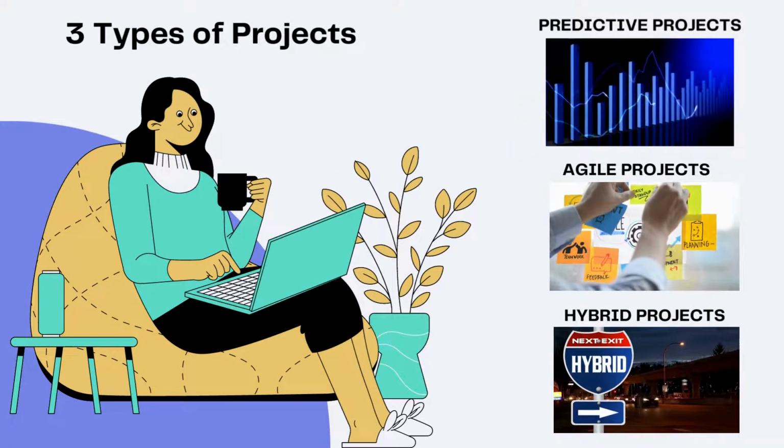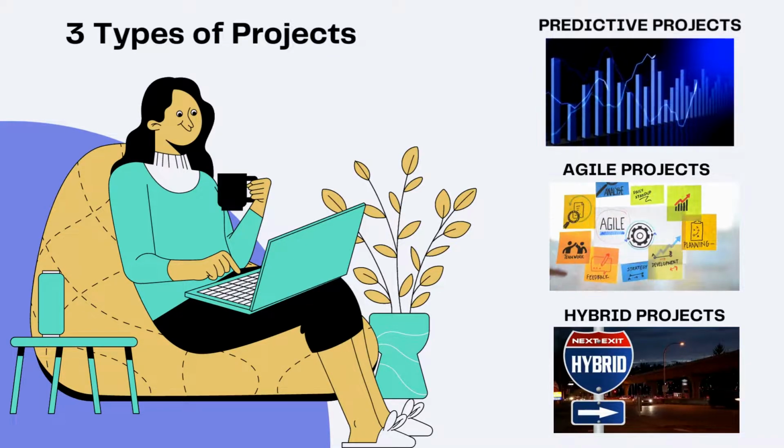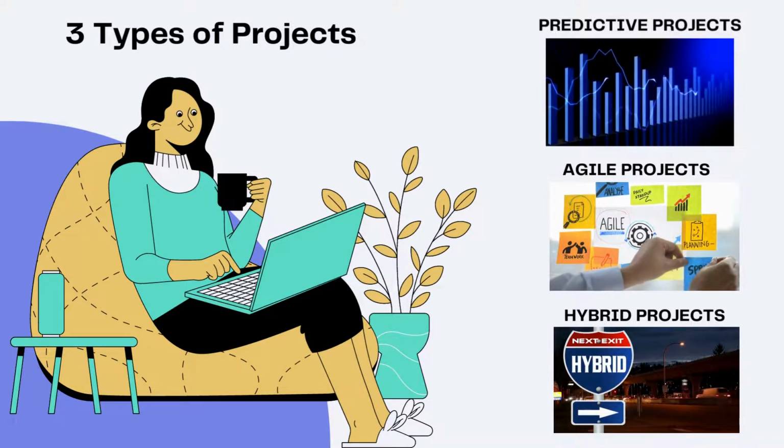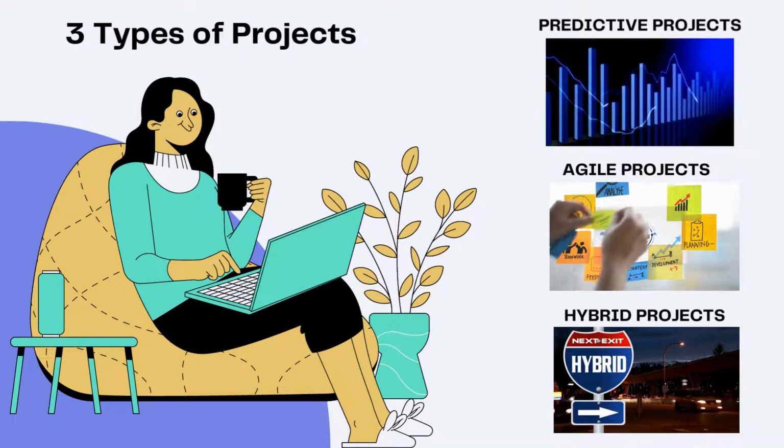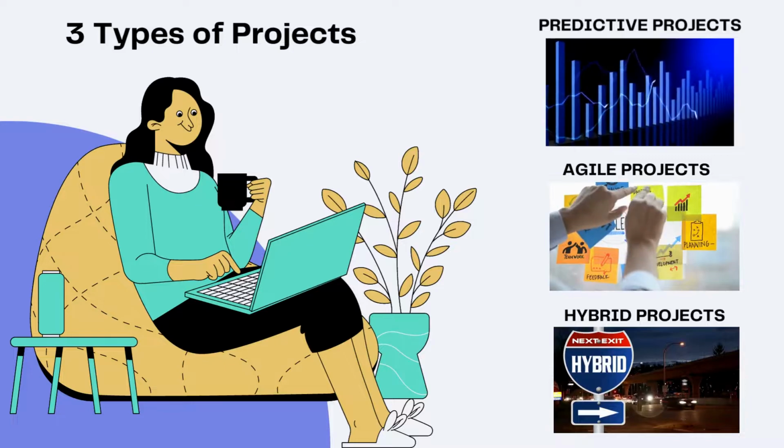There are 3 types of projects. 1. Predictive projects. 2. Agile projects. And 3. Hybrid projects. We'll examine all of these. Let's make a case for all these project types.